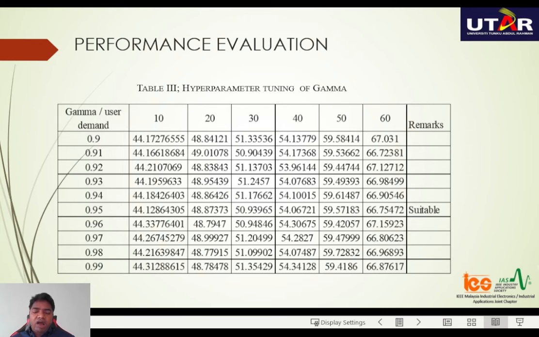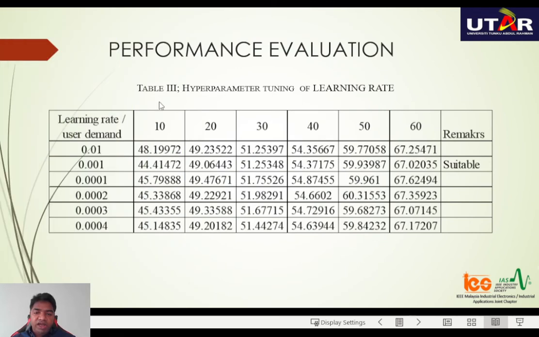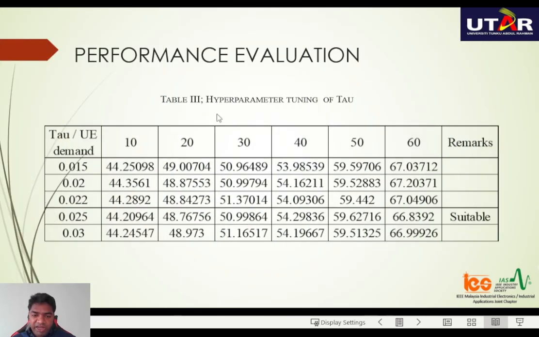Now, about how we present the parameters, we fixed the parameters. For selecting gamma, I use 0.9 to 0.99, and the suitable one is 0.95. For tuning the learning rate, I use 0.01 to 0.0004, and the suitable one is 0.001. And then I tune tau, which is really important for our proposed method. The suitable tau is 0.025.